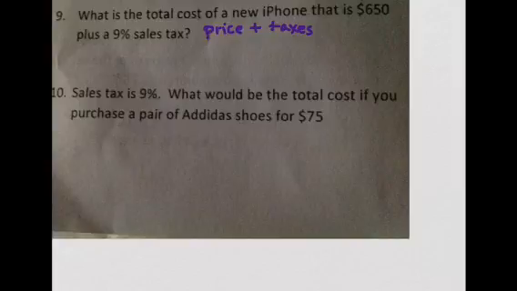Alright, so for number 9, we're calculating the total cost of a new phone. It starts off at $650, that's the price of the phone, and then we have to add a 9% sales tax. So that means 9 cents for every dollar that you pay for the item. So we have $650, that's the price of the phone, and then for every dollar we're going to pay 9 cents. So 9 cents per dollar. So that'd be times 650. So you put that in the calculator, you get 650 plus 58.50.